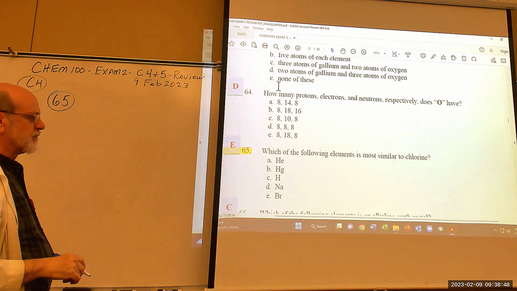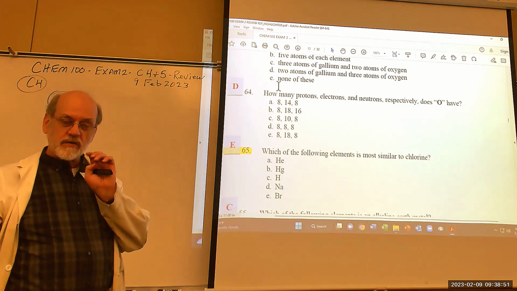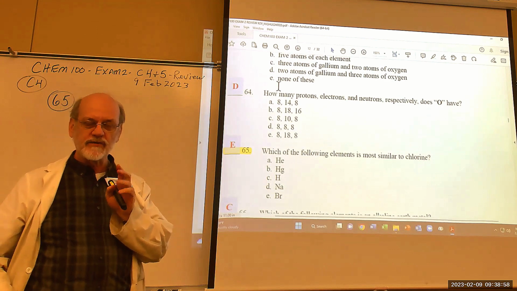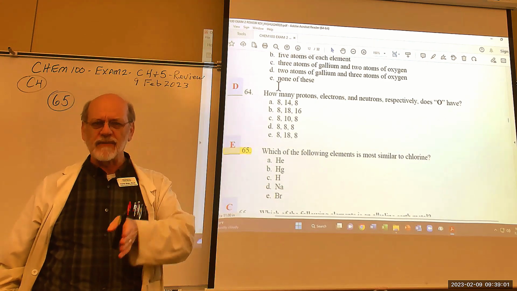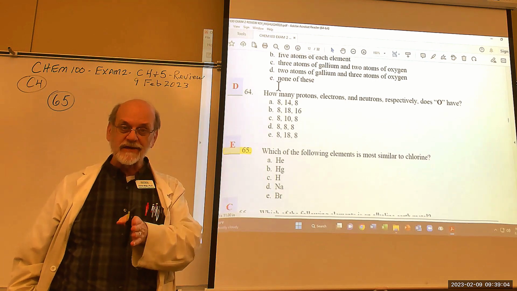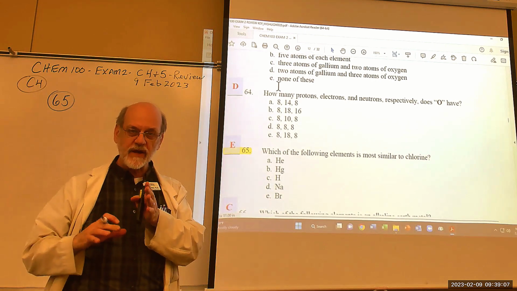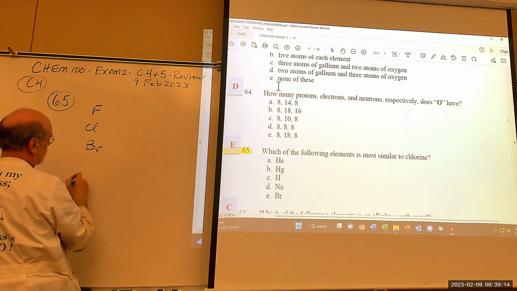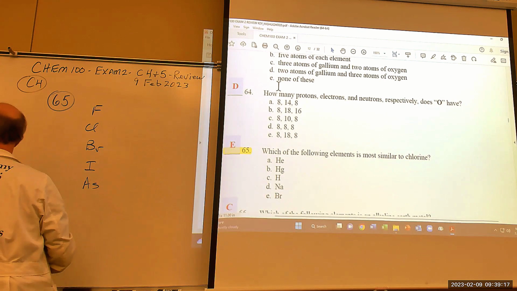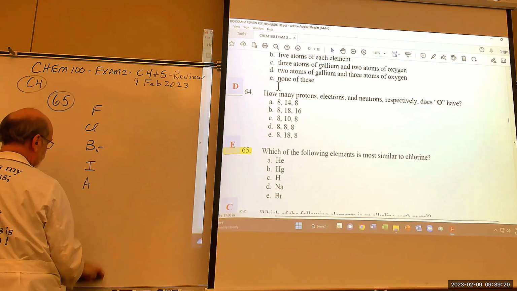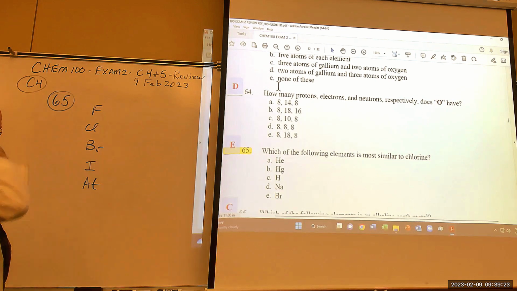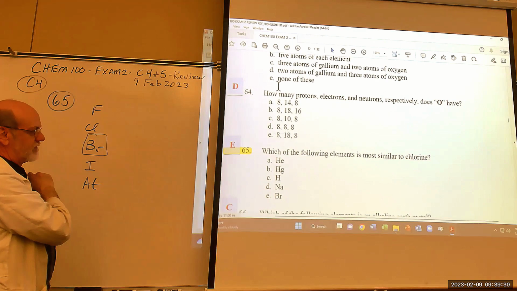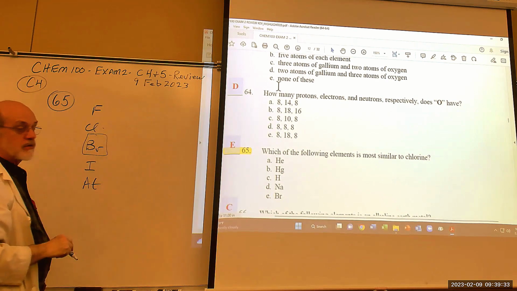Which of the following elements is most similar to chlorine? All right. So you find chlorine in the periodic table. And where are its similar neighbors? Who's a member of the chlorine family? You know that chlorines are halogens, and all the halogens have similar characteristics. So the halogens are fluorine, chlorine, bromine, iodine, and astatine. So which one of those is in here? There's bromine.